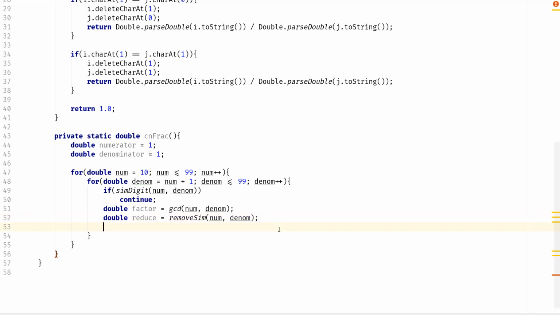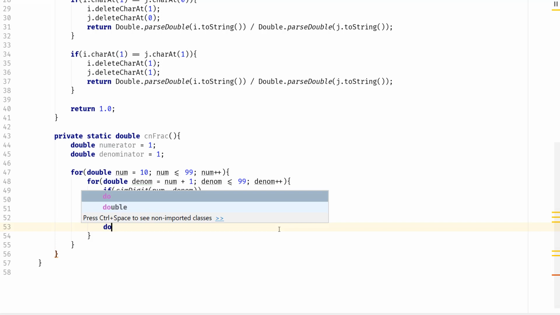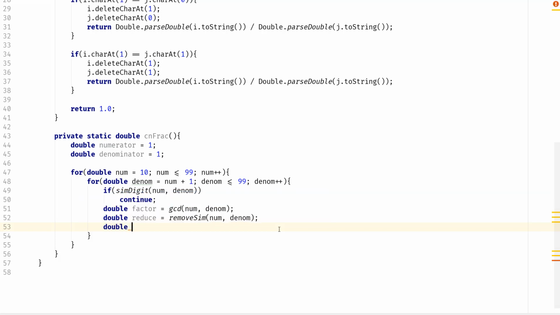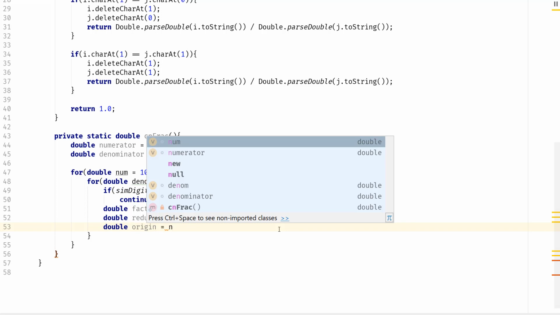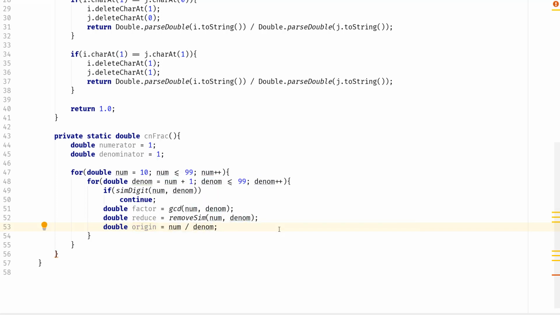So what do we want to do next? Well, we want to keep that original value. So I want to get that original value. All right, and the original value would be the 30 divided by the 50. So let's call this one origin. It's going to equal num divided by denum. So if we divide 30 by 50, we should get the same result as 3 divided by 5.